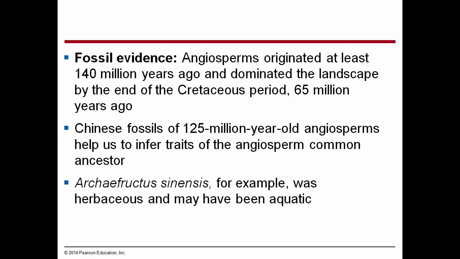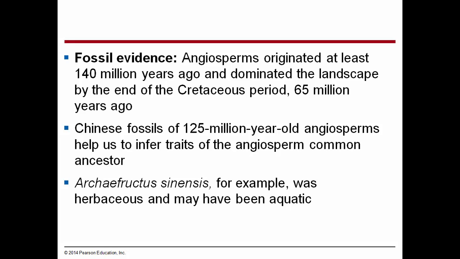Fossil evidence: angiosperms originated at least 140 million years ago and dominated the landscape by the end of the Cretaceous period 65 million years ago. Chinese fossils of 125-million-year-old angiosperms help us to infer traits of the common ancestor of angiosperms. Archaefructus sinensis, for example, was herbaceous and may have been aquatic.